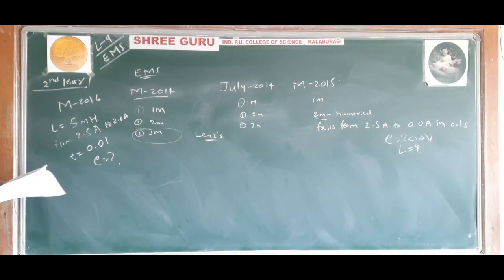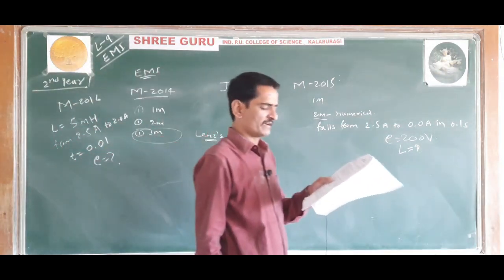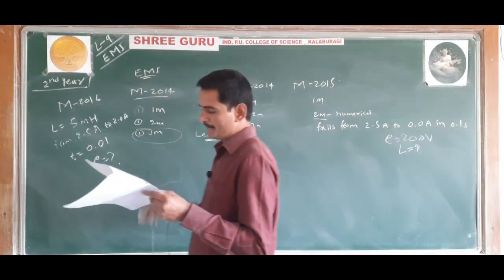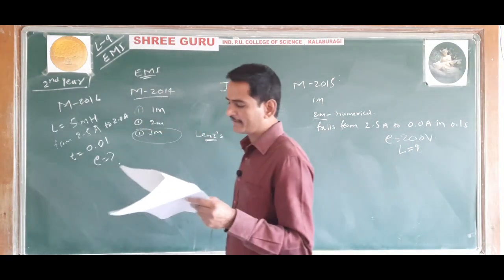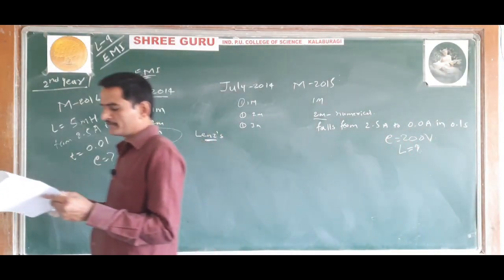Once again I will read the question. The current in a coil of self-inductance 5 millihenry changes from 2.5 ampere to 2.0 ampere in 0.01 second. Calculate the value of self-induced EMF for 2 marks in 2016.